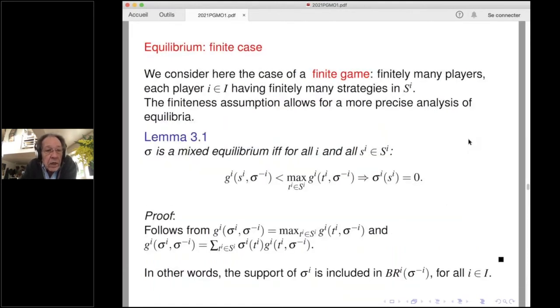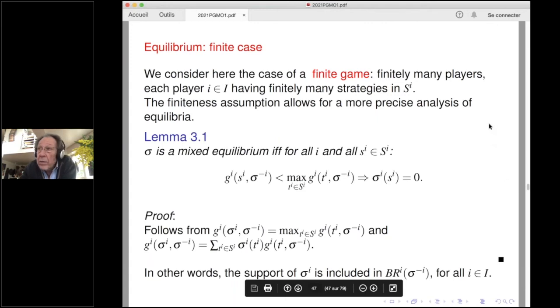Okay, consider the finite case. In this case, finite game, every player has finitely many strategies, and the proofs are simpler and more precise. So the finite assumption allows for a more precise analysis. First, a mixed strategy sigma is a mixed equilibrium if and only if, when a pure strategy is not a best reply, then its weight is 0. It's just using the fact that you have a multilinear extension and a finite sum here.